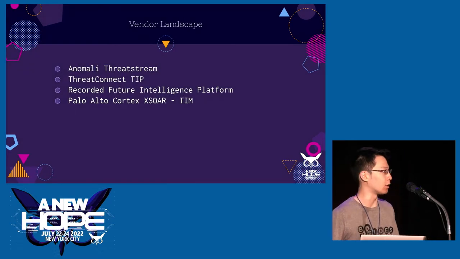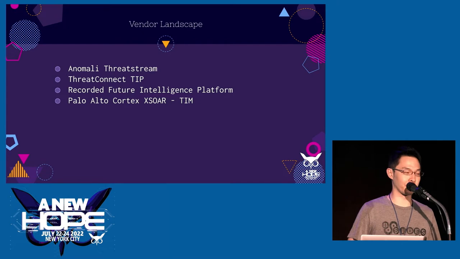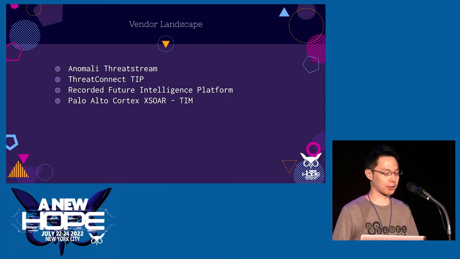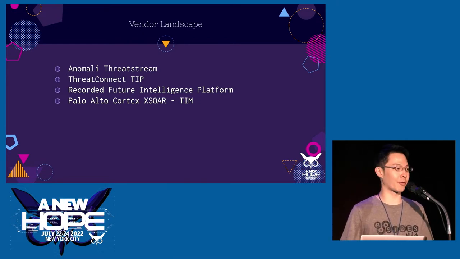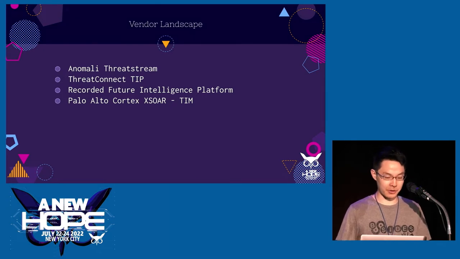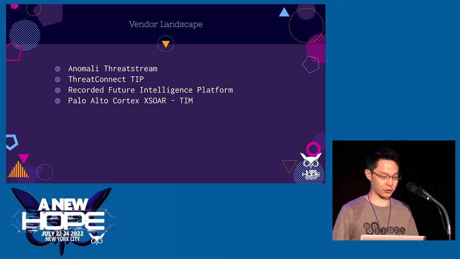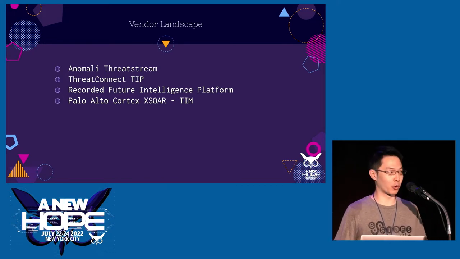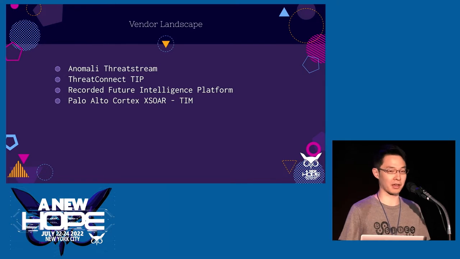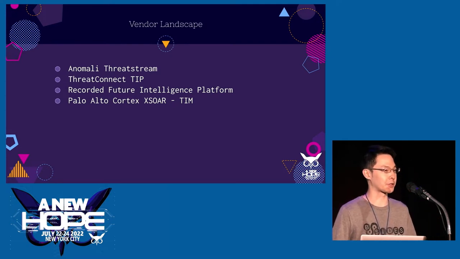So like I had in the first slide, we have too many vendors, we have too many feeds. Some of these names are maybe household friendly that you've seen before: Anomali ThreatStream, ThreatConnect Threat Intelligence Platform. Recorded Future is a big name in cyber threat intelligence. And we have Palo Alto, relatively new to the space. I'd say they're maybe less than a year in, and they integrated a threat intelligence module in their SOAR platform called XSOAR, Cortex XSOAR.